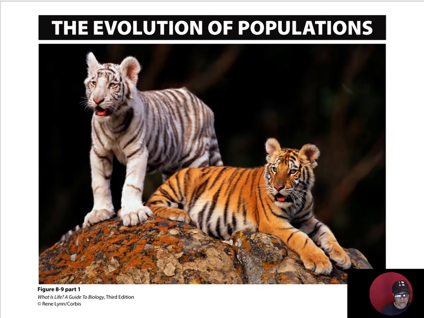What is this evolution of populations? I just told you the definition of evolution, which I'm going to hammer over and over to make sure it's in your brain and that you're not stuck with the layman's definition of evolution. The definition of evolution is the change of allele frequency in a population over time.